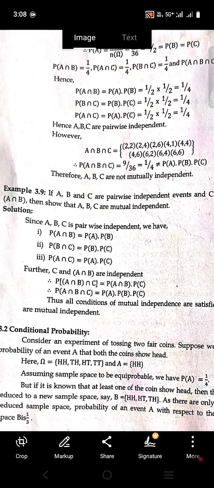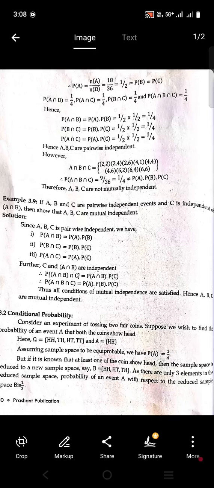That is, we have tossed a pair of coins. Then we find the sample space here. The sample space of a pair of coins is omega equal to HH, TH, HT, TT. That is, head head, tail head, head tail, and tail tail.